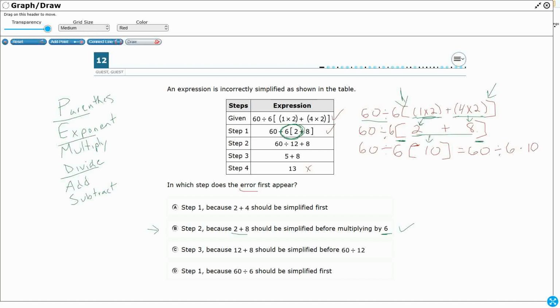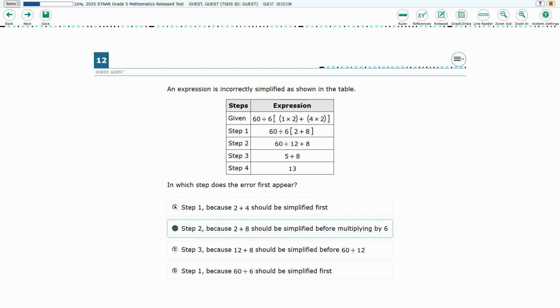So if we wanted to simplify it now, we can do the division before, right? Because left to right, multiplication and division are the same. So these two are going to turn into a 10 times 10. We should have ended up with 100, but we ended up with 13 because of this error right here. They did the multiplication of 6 times 2 before they did the 2 plus 8, and that's incorrect.